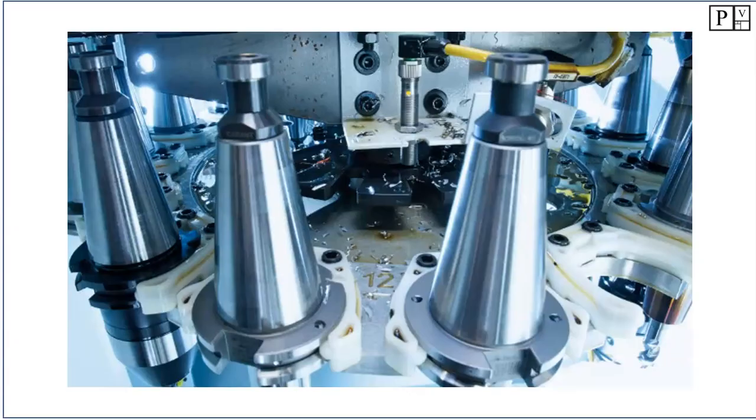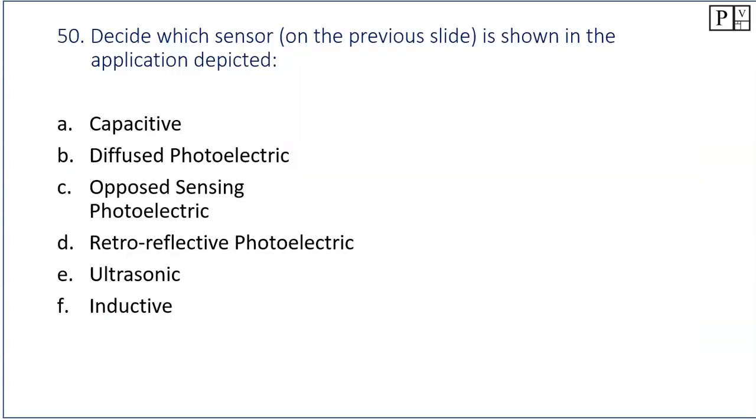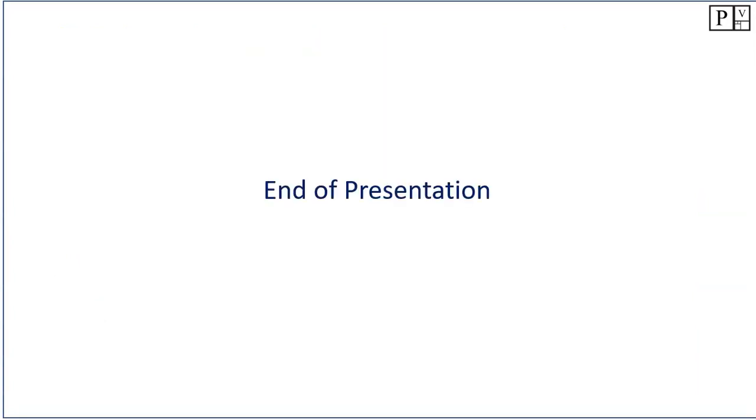Okay, number 50. Looks like we have a milling machine here, and it's looking at different points. You can see that the cam is right here for the different points of travel. And again, it has that quick connect coupling here. This one is looking for the presence of metal. So anytime you're looking for the presence of metal, I would go with an inductive sensor as your answer there. All right, guys, that is 50 questions on sensors.